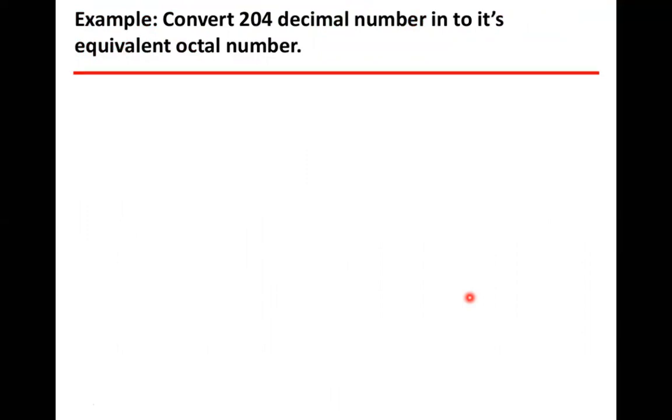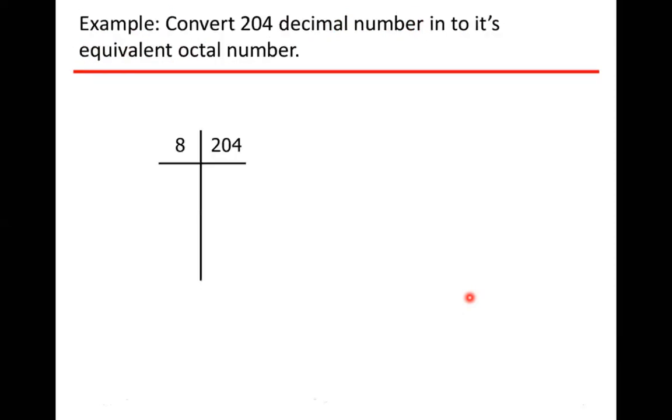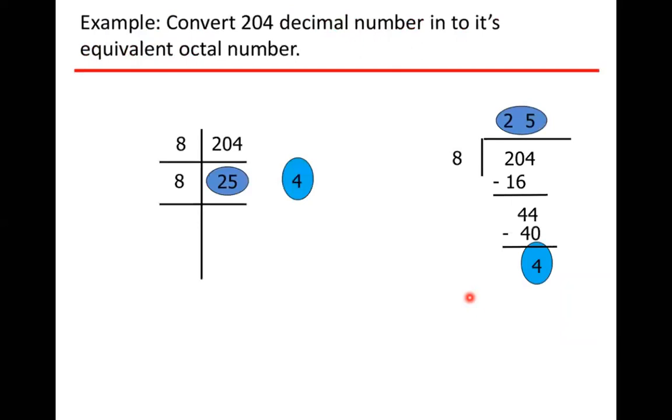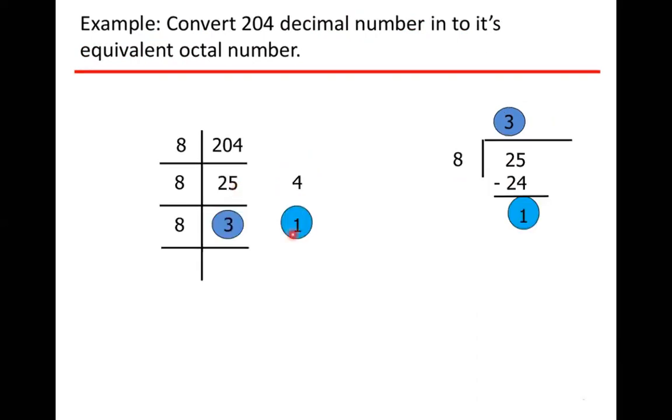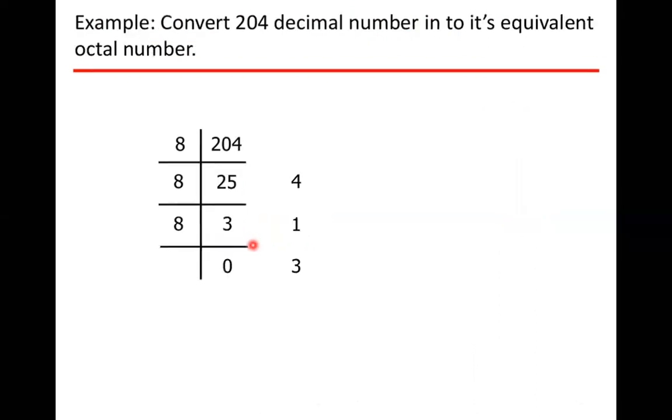Let us take an example: convert the 204 decimal number to its equivalent octal number. So divide by 8, it is 25. What is the remainder? Here you can see very clearly 8 times 25 is 200. If you do it, then 4 is the remainder. We just collected 4 on the right side. Again, this 25 quotient we have to take here, and again it is divided by 8. So 8 3s are 24. 1 is the remainder. Again, this 3 is divided by 8. So if you take the zero up, then this comes as 3.